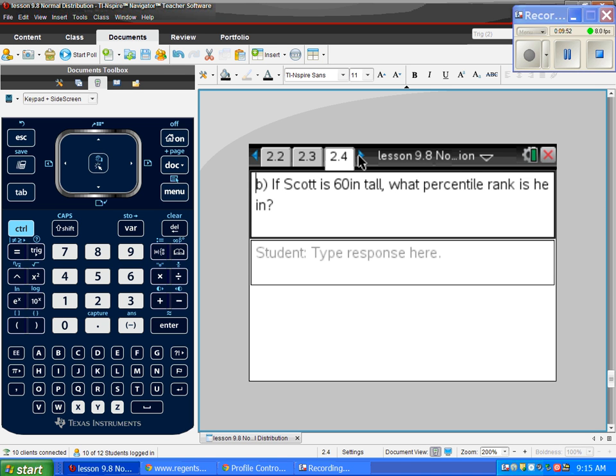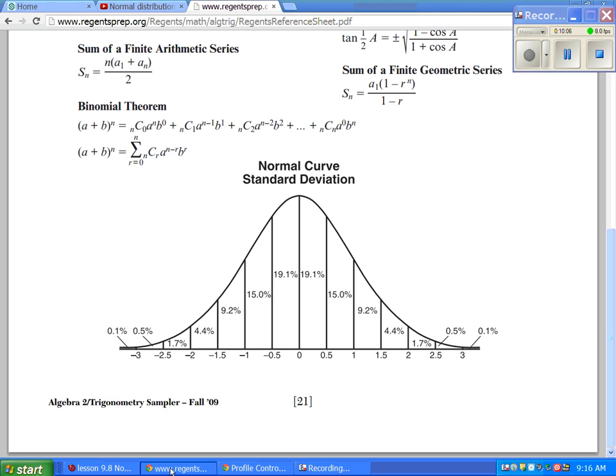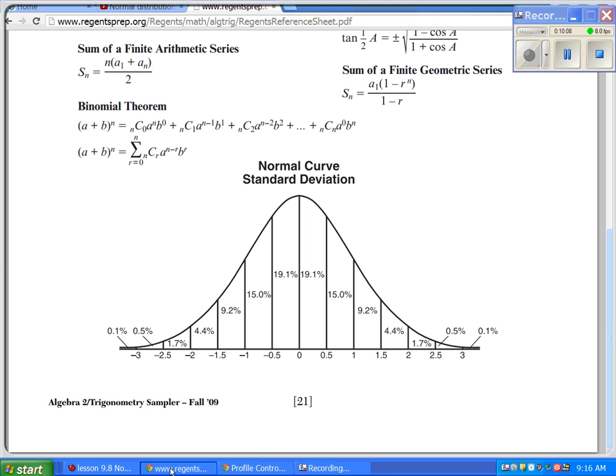So we take everything below. In this case, it's the same thing. Our mean is 66, our standard deviation is 3. But now we want to know if Scott is 60 inches tall, what's his percentile rank? So we'll come back over here, and of course, everything got wiped out. So the mean is 66, and this is 64.5, 63, this is 60. I'm just going to fill in some of my numbers back in.